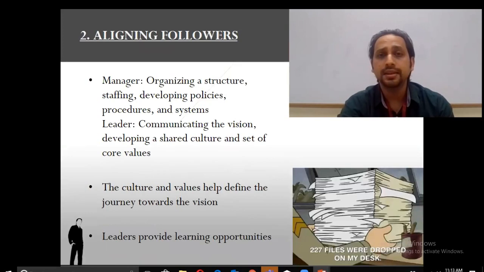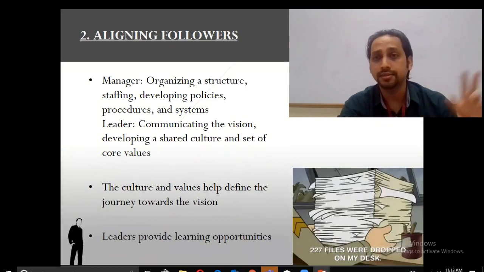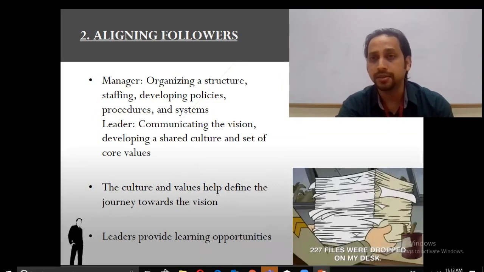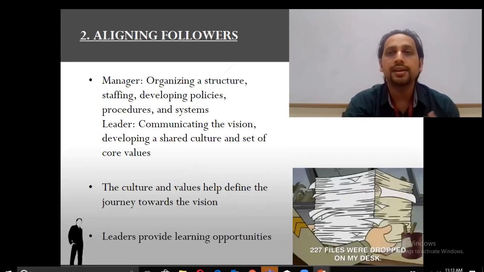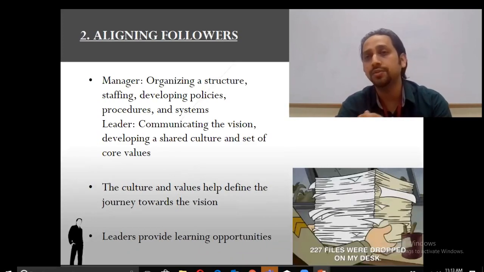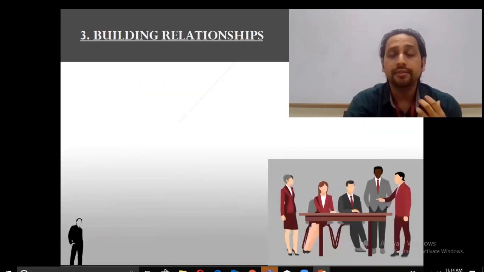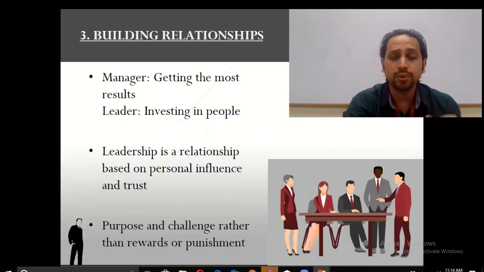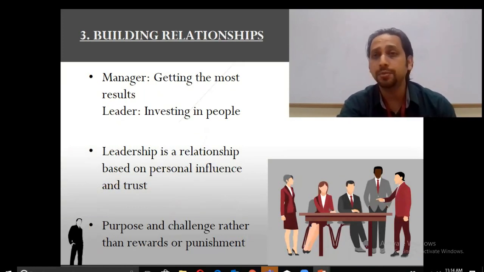Then alignment of followers. Managers align through organizational structures, the second function of management, organizing. They are more focused on organizing their work practices, work cultures through policies and procedures. Whereas leaders communicate a vision. They communicate the vision and shared values through which they can achieve their common goals. Then relationships. Managers focus more on getting the most out of people, whereas leaders invest in people.